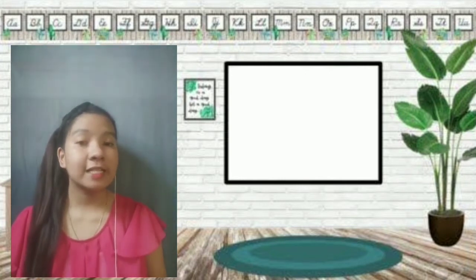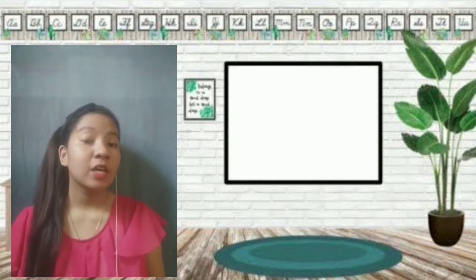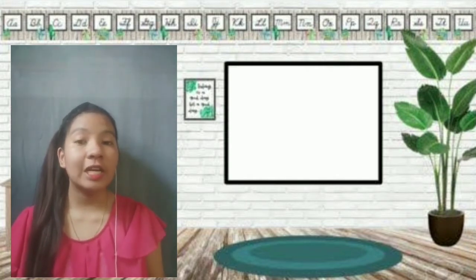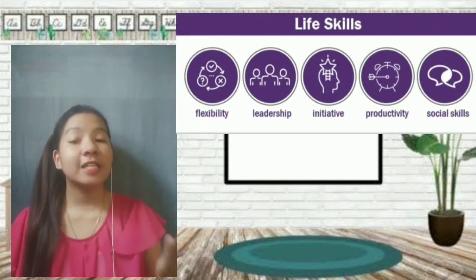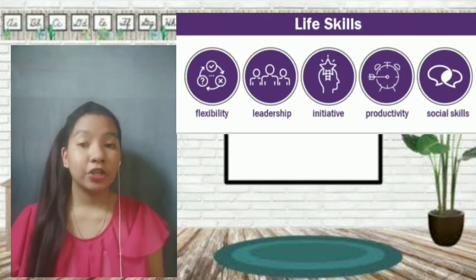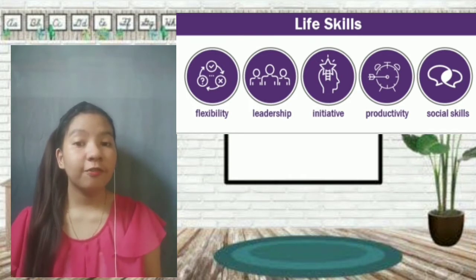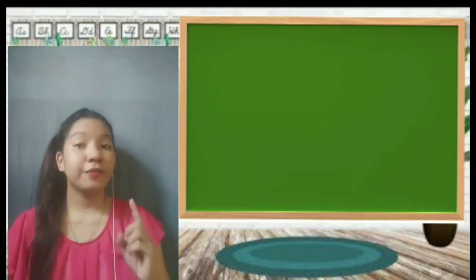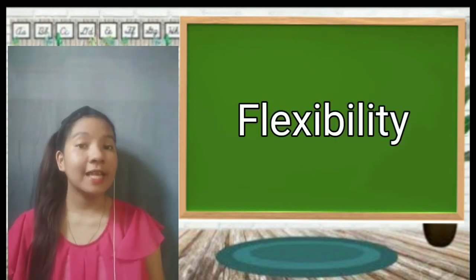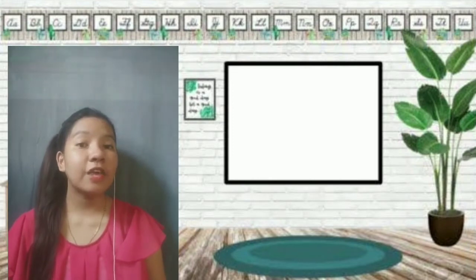These skills all pertain to someone's personal life, but they also bleed into professional settings. The five 21st century life skills are flexibility, leadership, initiative, productivity, and social skills. The first skill under the life skills is flexibility. Flexibility is deviating from plans as needed.